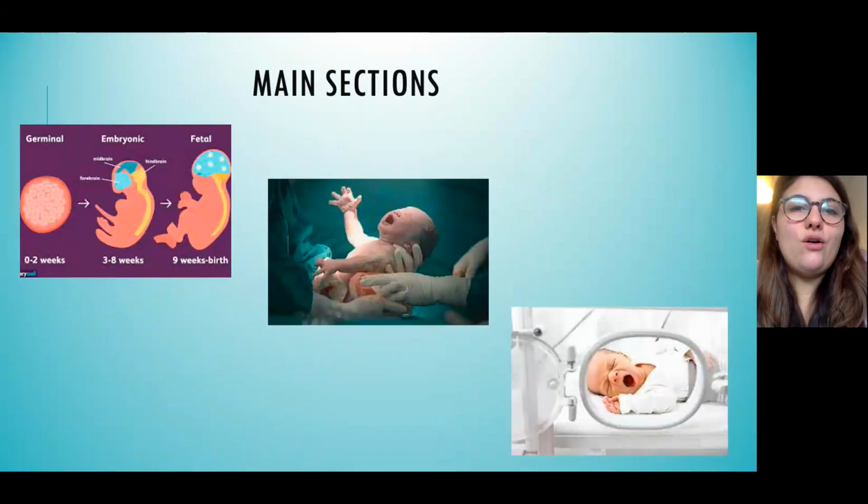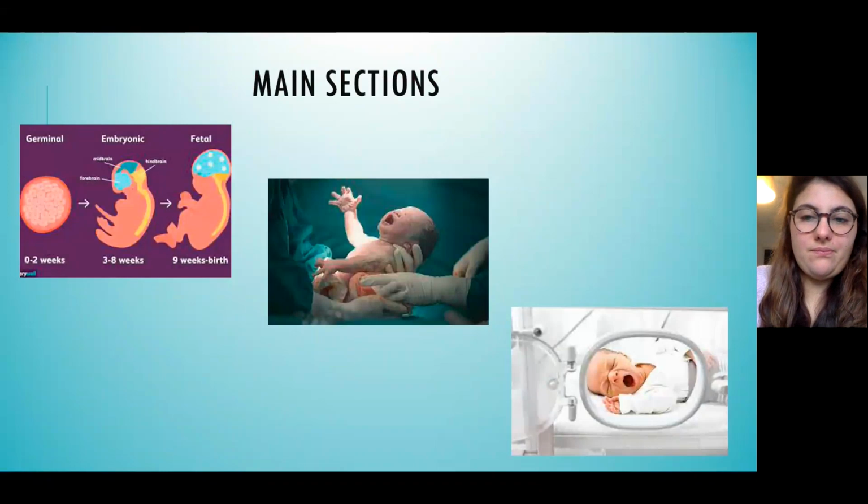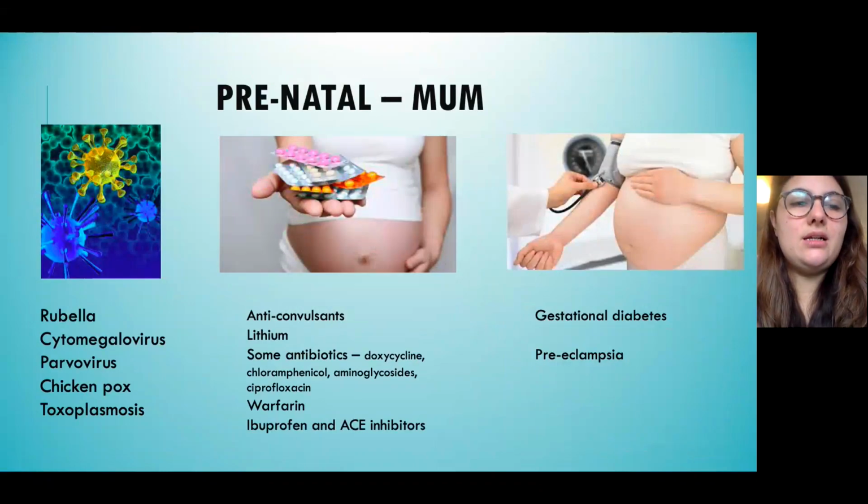So the main sections of the neonatal history are the pregnancy itself, the birth history, and then also the immediate time after birth. So in terms of prenatal and thinking about mum, first of all, did mum have any infections during her pregnancy? The main ones that we're concerned with are rubella, cytomegalovirus, parvovirus, chickenpox, and toxoplasmosis. This is because we know that these infections carry the highest risk to baby and can leave them with long-term effects of that viral infection.